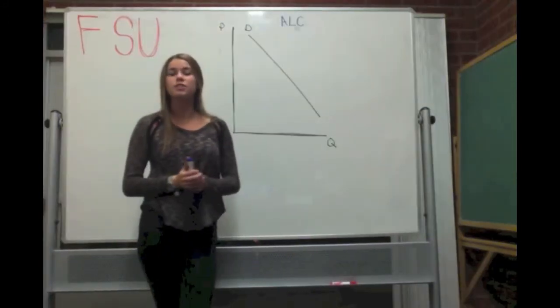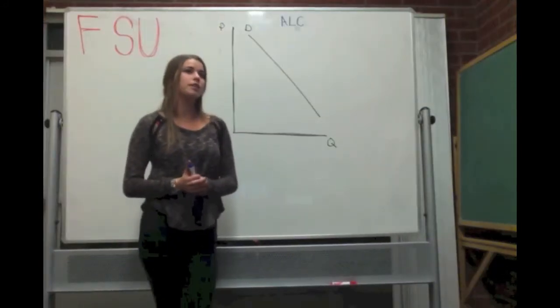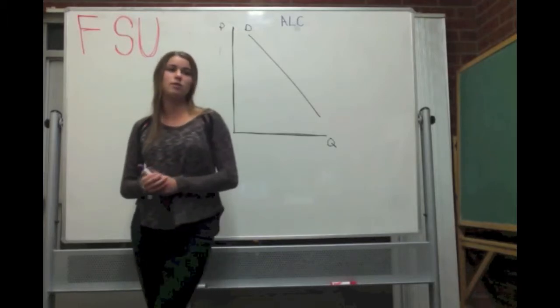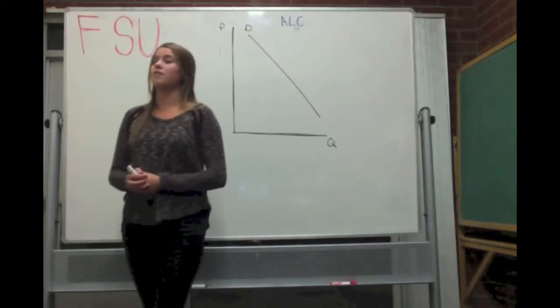Our final demand shifter is demographic characteristics. Can anyone explain to me what happens to the demand curve with demographic characteristics?